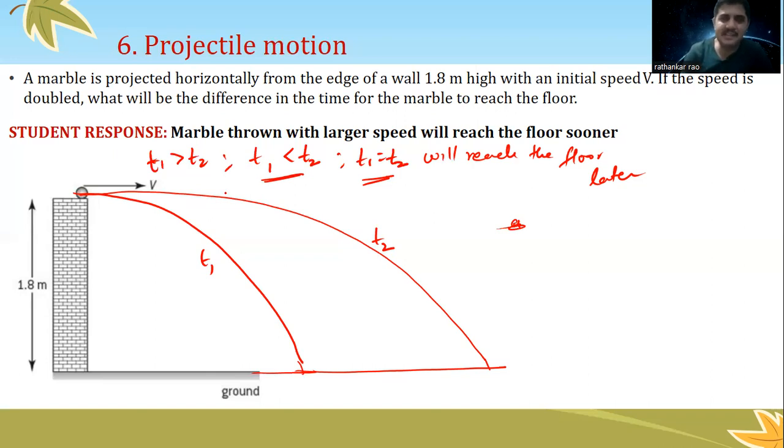The mistake is that when somebody says T1 less than T2, let us say here it takes something like 5 seconds, and here, let us say, 7 seconds. We say 5 seconds is less than 7 seconds. They think that since it is not going farther away, it reaches a shorter distance, so time taken should be lesser. So they confuse projectile motion with linear motion.